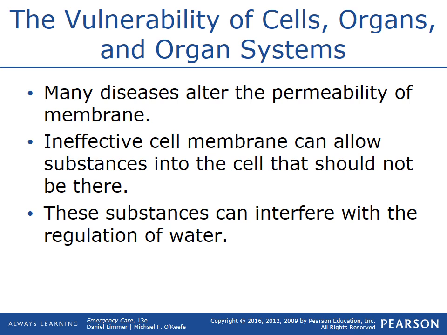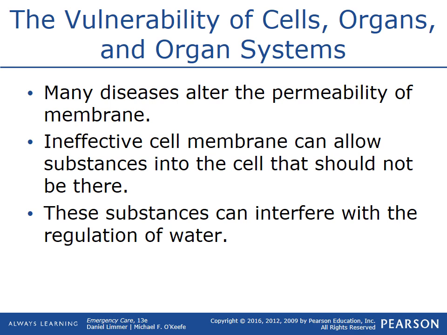A lot of diseases can alter the permeability of the membrane. Now, permeability means the ability of the water and molecules to cross the cell membrane, to go into and out of the cell. This is important, especially in the case of electrolytes, because electrolytes need to go into and out of the cells, especially cardiac cells, the heart cells, because that's what generates our heartbeat, is that movement of electrolytes into and out of the cells.